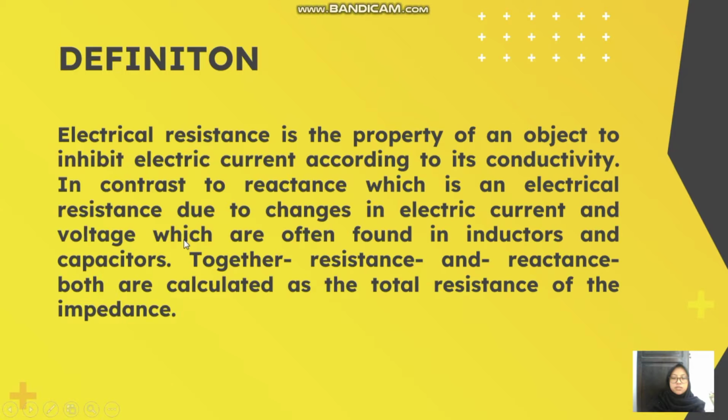of resistance. And then the definition: electrical resistance is the property of an object to inhibit electric current according to its conductivity. In contrast to reactance, which is an electrical resistance due to changes in electric current and voltage, which are often found in inductors and capacitors. Together, resistance and reactance are calculated as the total resistance, or impedance.